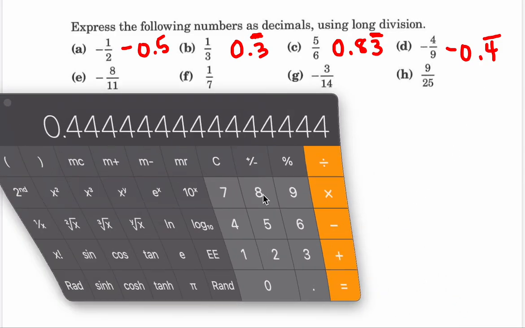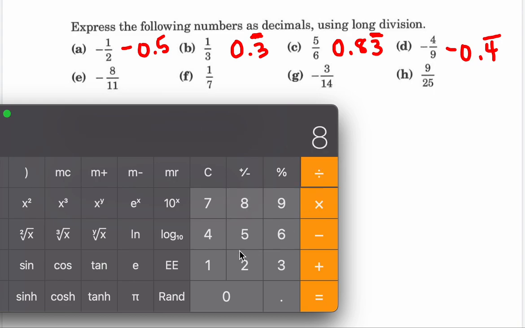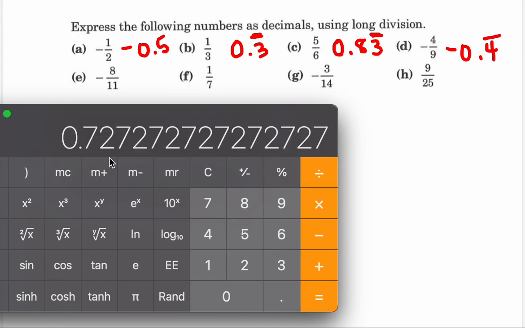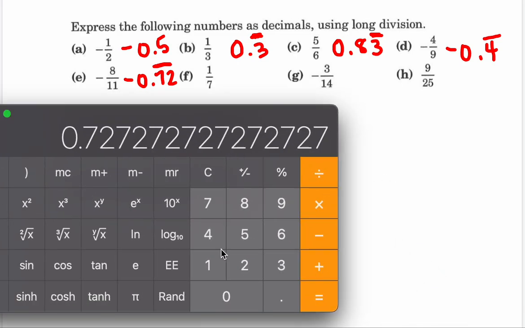All right, next one, negative 8/11. 8 divided by 11. And we get 0.72727272. So let's write that down. The 7 and 2 were both repeating together in that pattern, so we're going to put the bar over both of them.